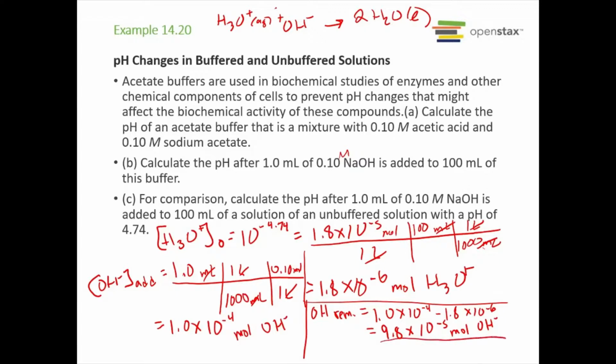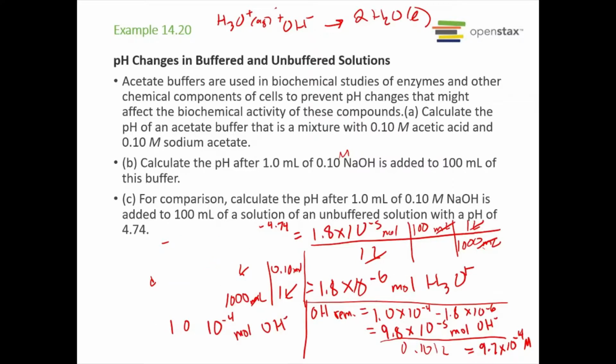And if we divide that by our volume, which is 0.101 liters total, this gives us a molarity of 9.7 times 10 to the negative fourth molar of hydroxide. Also, I apologize for how long this problem is. You're all probably just done already. I'm right there with you.